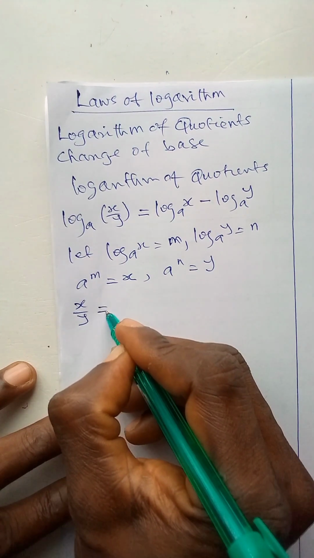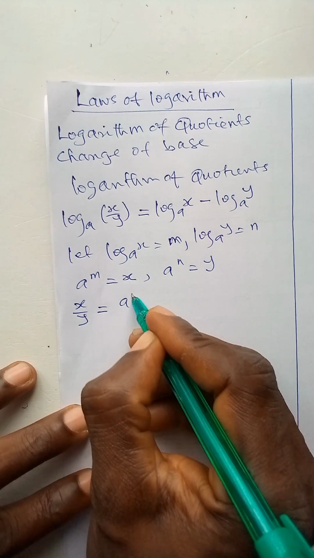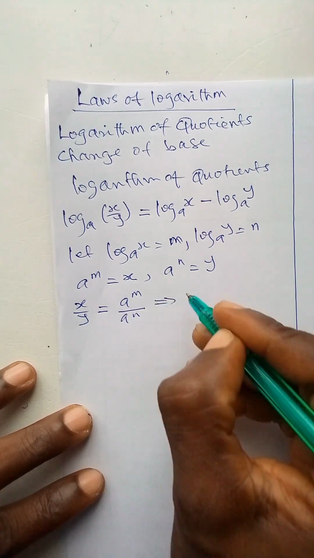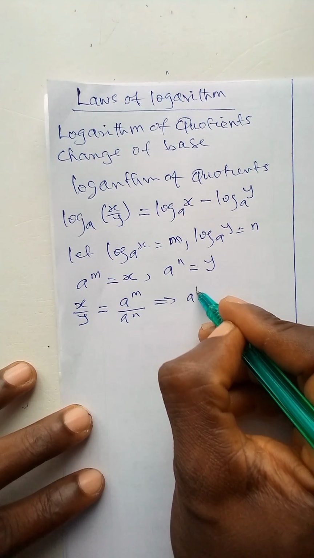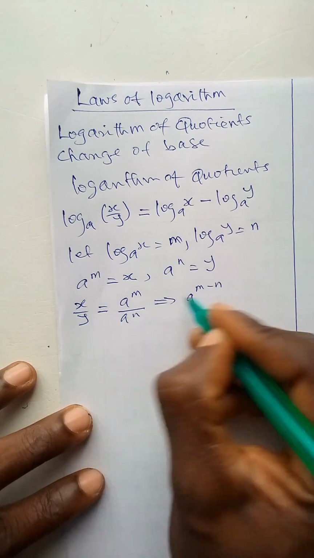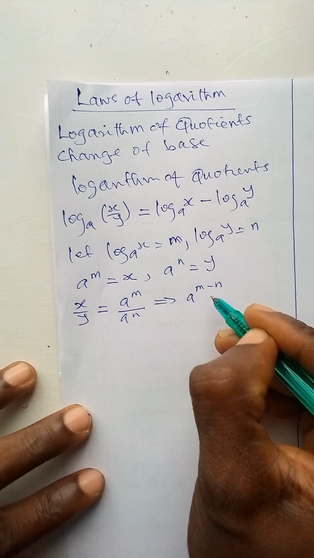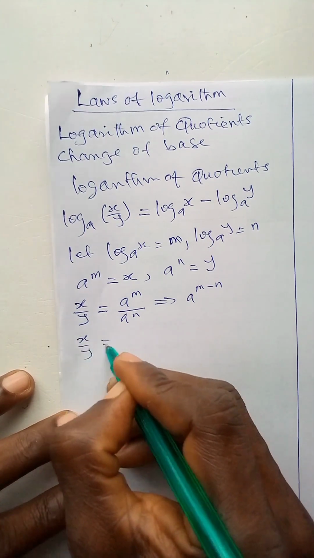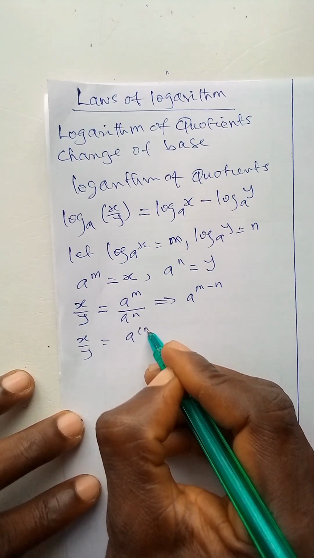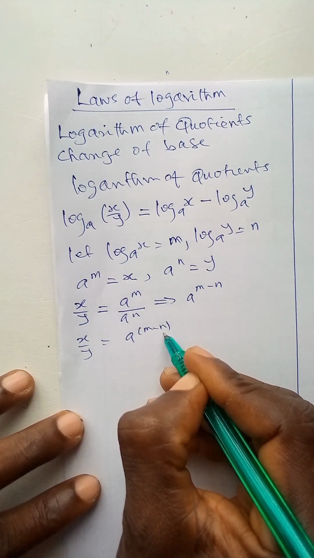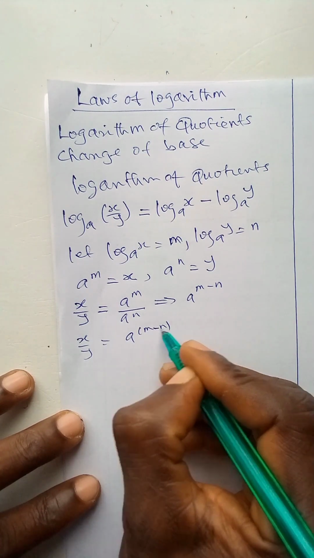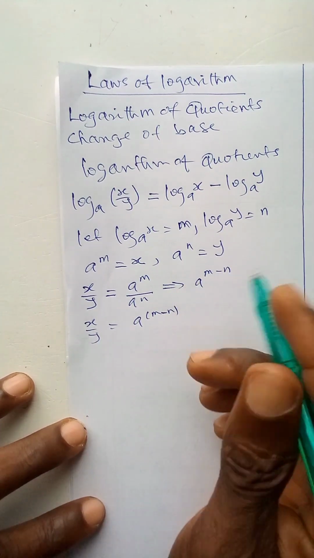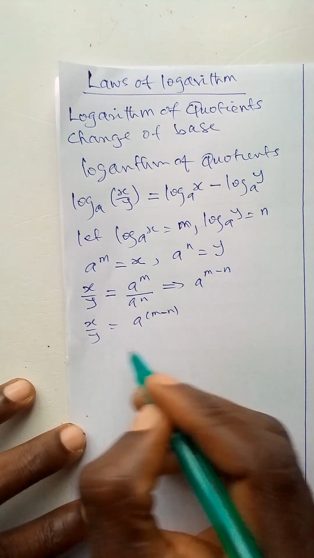If I divide x by y, I have to divide a raised to power m by a raised to power n, which will give me a raised to power m minus n if we now apply subtraction law of indices. Now, let us remember that x over y is a raised to power (m minus n). It is important that I put this bracket because these two numbers represent a term. Now, let us take log to base a of both sides.